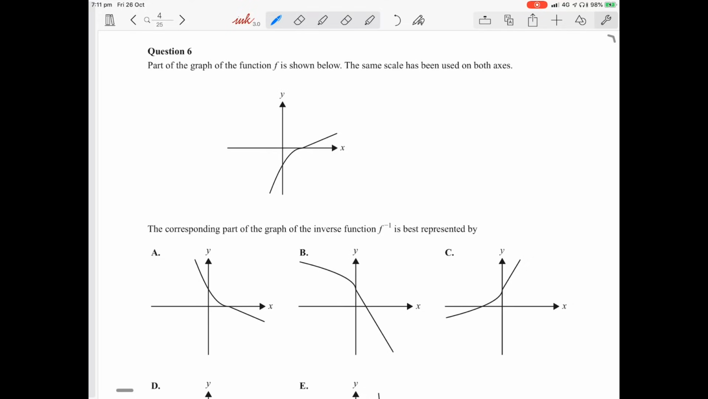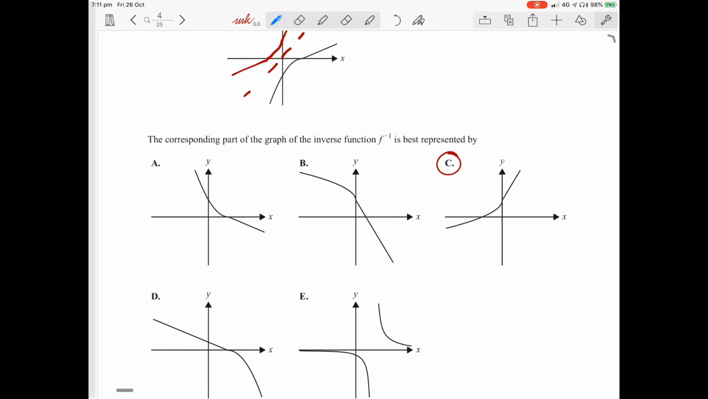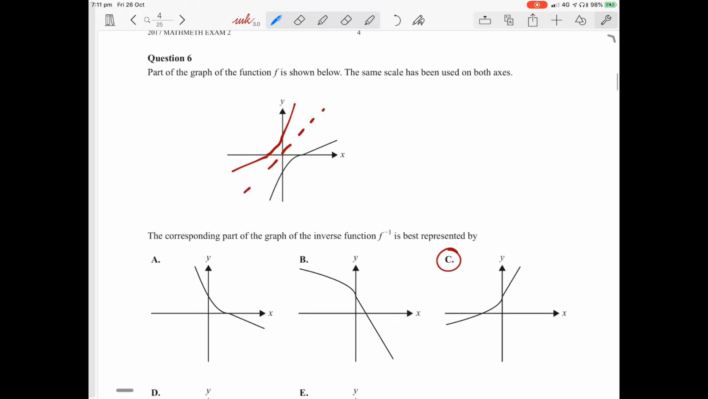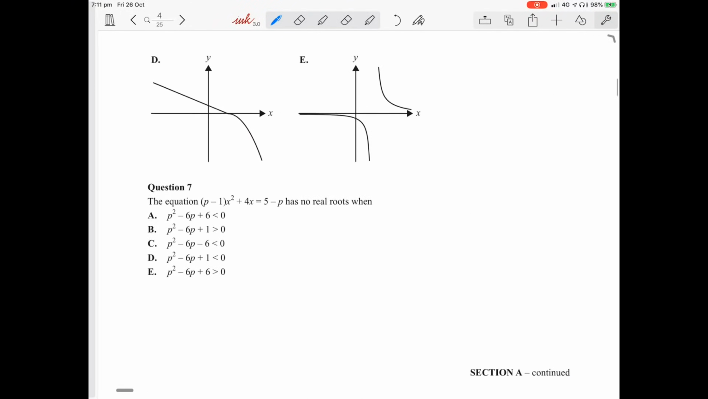Okay, part of the graph is shown before. The same scale is used on both axes. That's always a good idea. Inverse function. So we just got to reflect it. Okay, so easier said than done. Like that. Looks like C to me. There's nothing else that even looks close to it. So 6C. No, I missed a question.